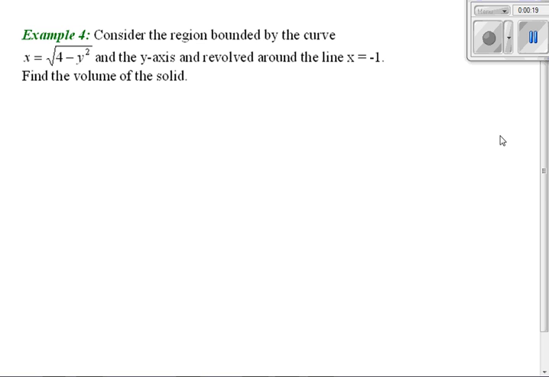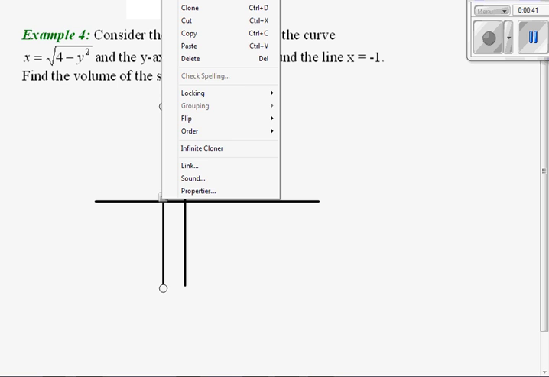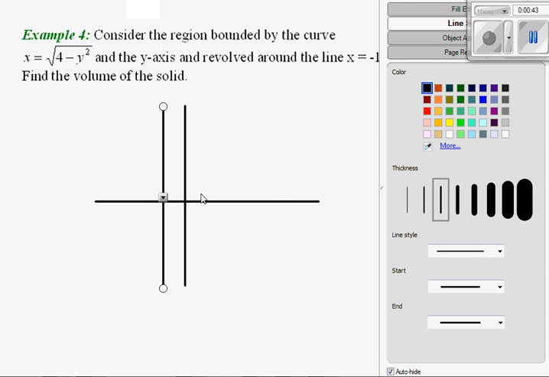So we're going to draw this problem. And so first I'm going to draw. We're going to rotate around x equals -1. So I'm going to put this in the middle of my board. And I want x equal to -1. There it is. But I'm going to change the color. Okay.